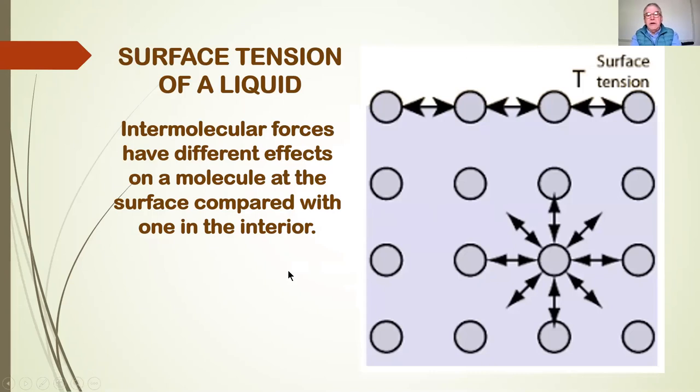Now let's begin to introduce these properties of liquids. First, we will focus on surface tension. The intermolecular forces, which we have described briefly already, have different effects on a molecule at the surface compared with ones in the interior. Now, what do we mean by that? And you will notice that we explain some of these points from different angles. It may seem like we're repeating ourselves, but really we're just taking different angles to explain the same information.